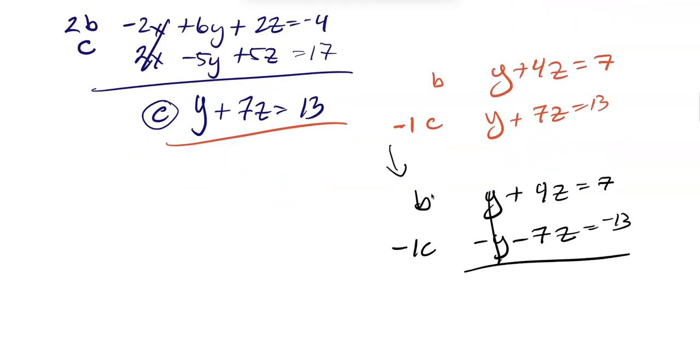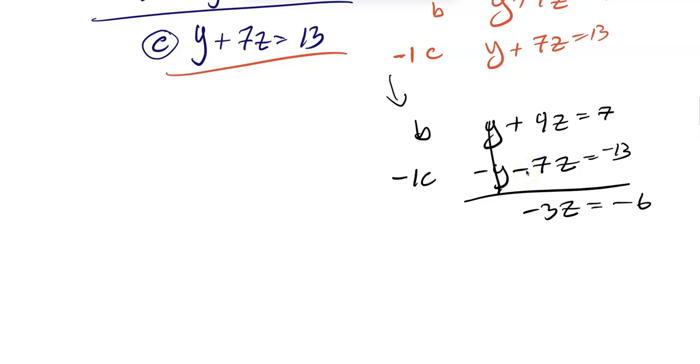Add these up. These cancel. Actually, I probably should have done negative B. Anyway, I get negative 3z equals negative 6. And then we could have solved this, right? Divide by negative 3. Z equals 2. So that's going to be my new C.